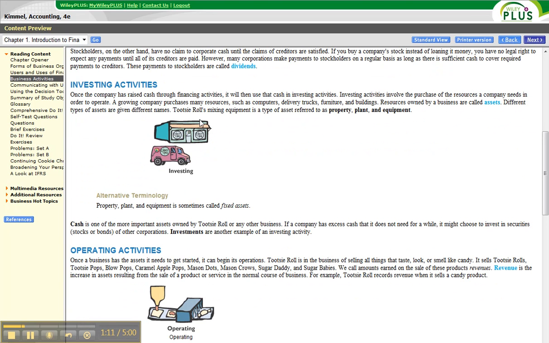Investing activities are activities where the company is securing its property, plant, and equipment, basically long-lived assets. And also, if it sells those kinds of things, then that's also an investing activity.